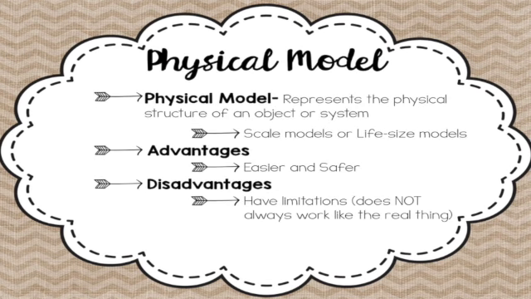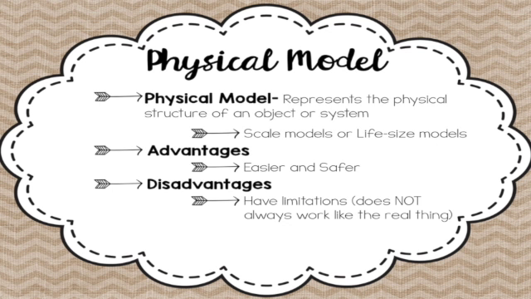First, let's talk about physical models. Physical models are representations of the physical structure of an object or system. You guys are actually going to get to create a physical model of a bridge. Now, physical models can be scale or life size. Scale means that it's going to be a lot smaller or a lot bigger than the real thing. For example, a DNA molecule is very, very tiny, and you would not be able to see it. So you may enlarge it so that you can show the structure and the appearance of the DNA molecule. That would be a scale model because it's not the actual life-size model of DNA.